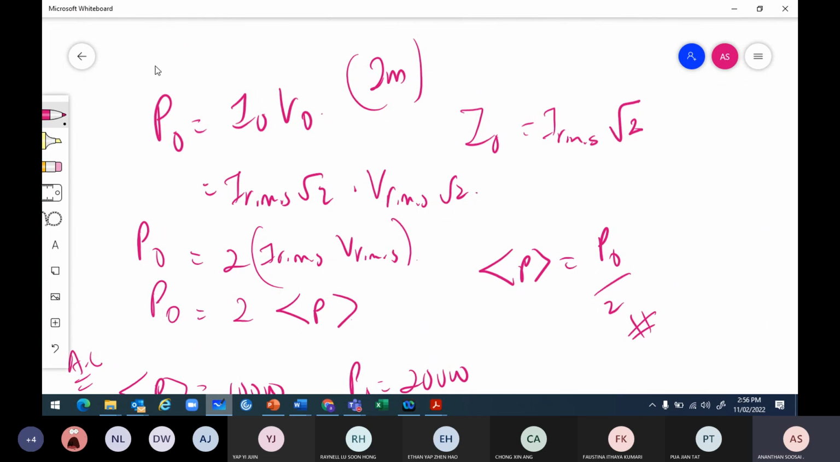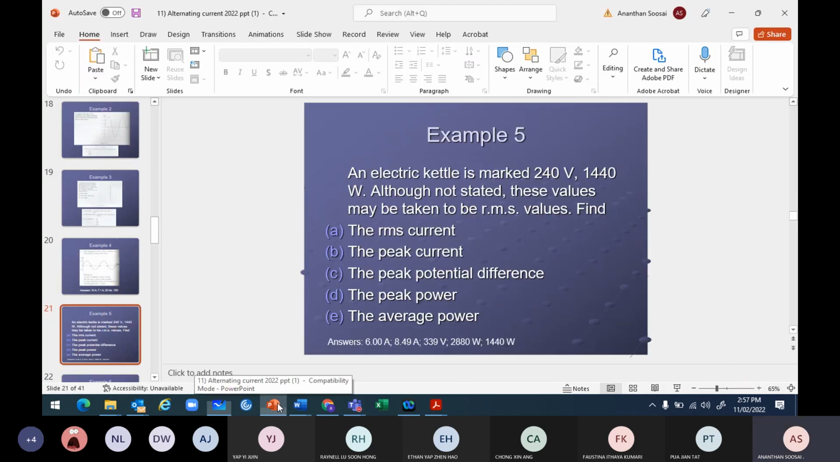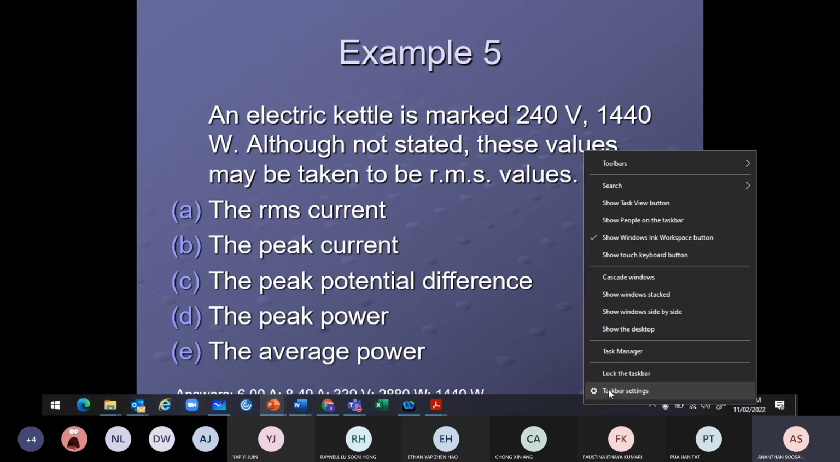Please take down this. Include in your notes how peak power is related to the average power. I'll read for you. Hope you take down. Okay, go back to the slide. So that's how RMS and peak voltage are linked.